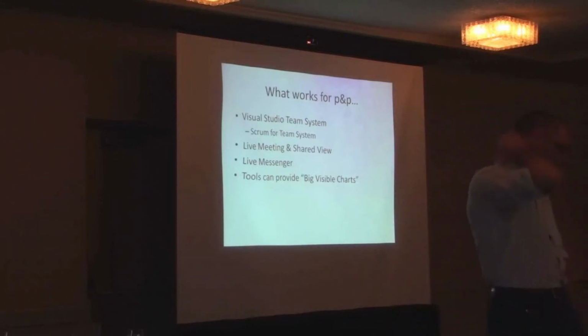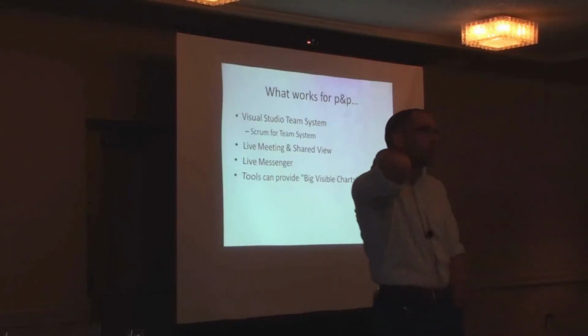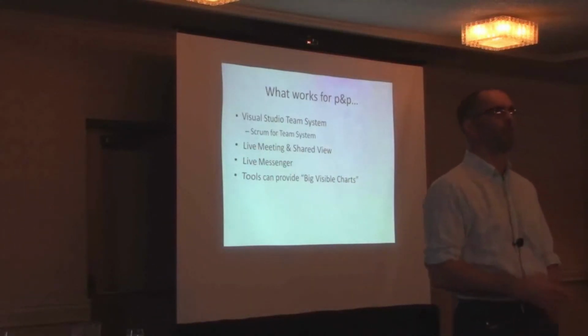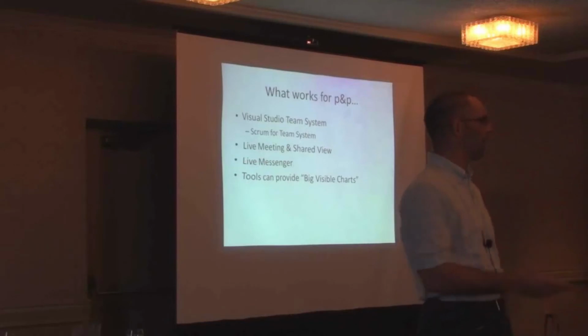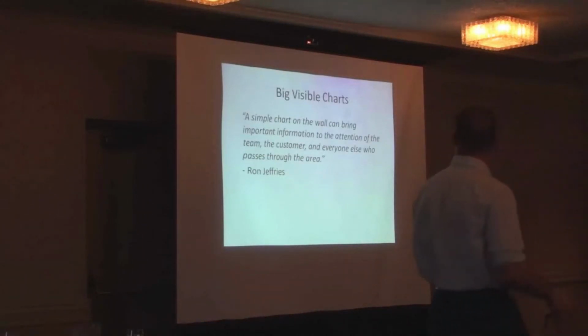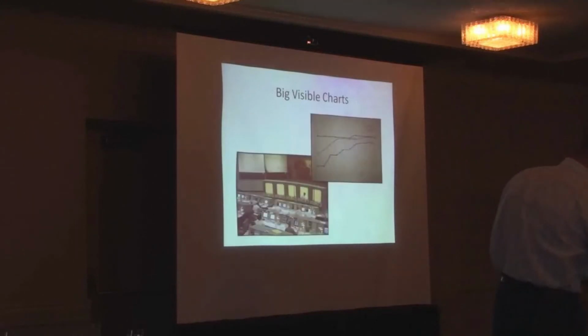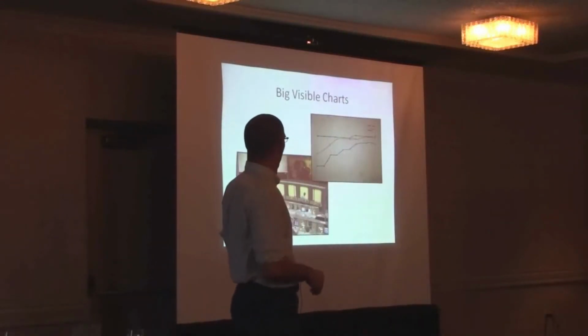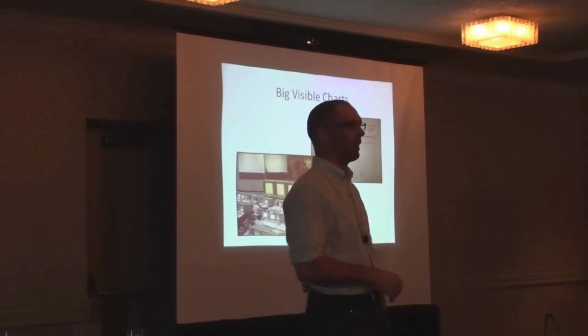The interesting thing about tools is you can also think of them as big visible charts. Has anyone heard of the whole Ron Jeffries big visible charts thing? Okay, a couple of people. So this is Ron's definition of a big visible chart. As you can see, NASA are quite into big visible charts. You can't get much bigger than that.